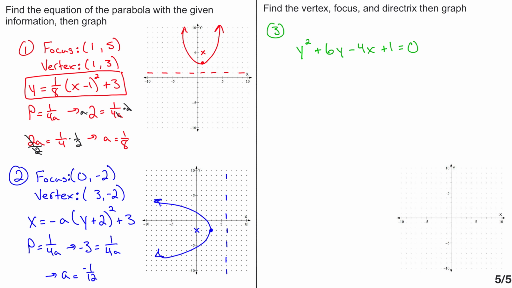But there are some texts that say that the focal length, the p-value, should always be positive. So it depends on who you're learning this from. They might say one way or the other. But our formula is x equals -1 over 12 times the quantity y plus 2 quantity squared plus 3. There is the equation.